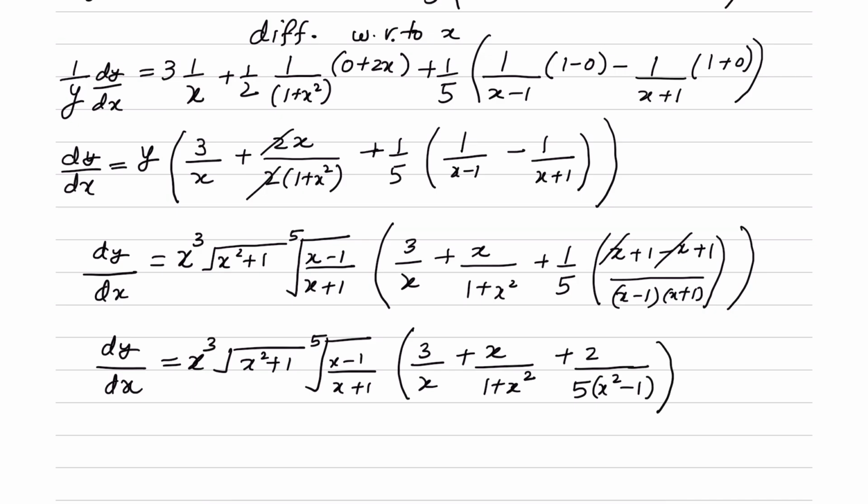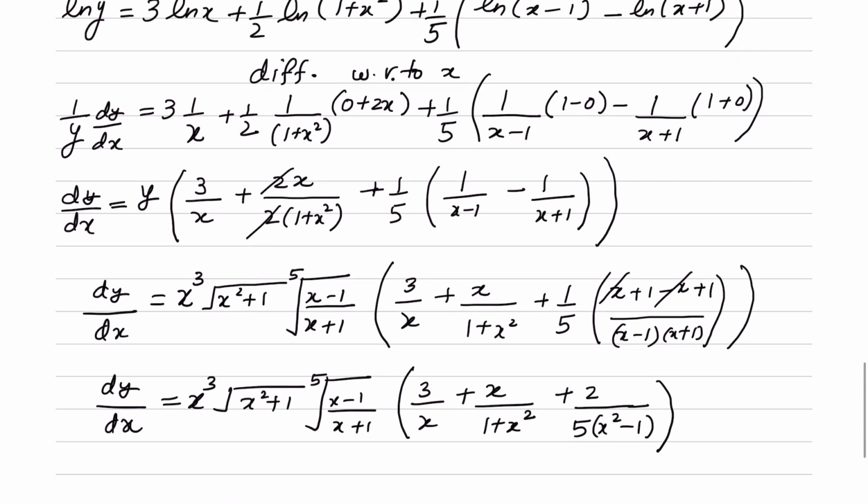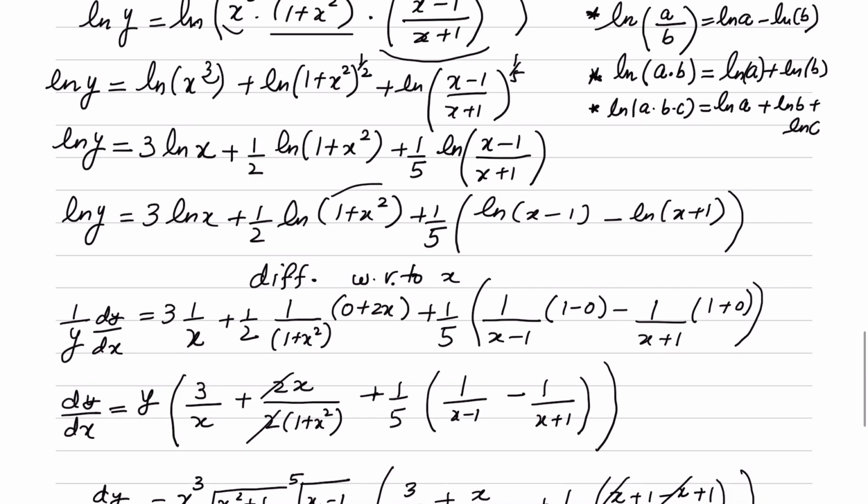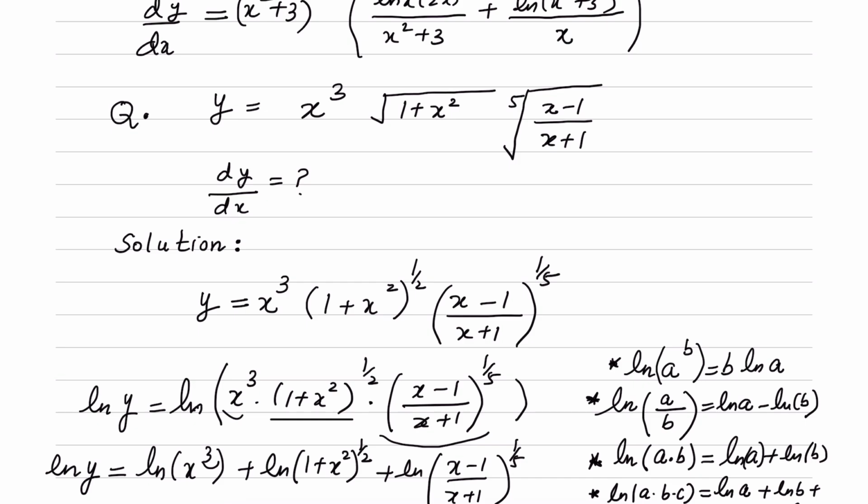So this is how we attempt a question by using the logarithmic differentiation, that before you find the derivative of the given expression, you can simplify that expression by using the log properties. So here we had the expression y equal to x cube square root 1 plus x square into x minus 1 over x plus 1 to whole power 1 by 5.